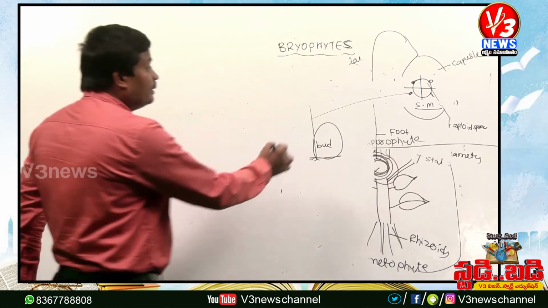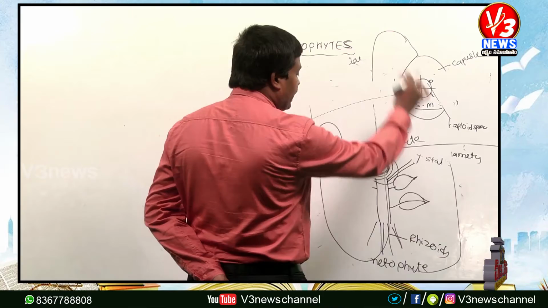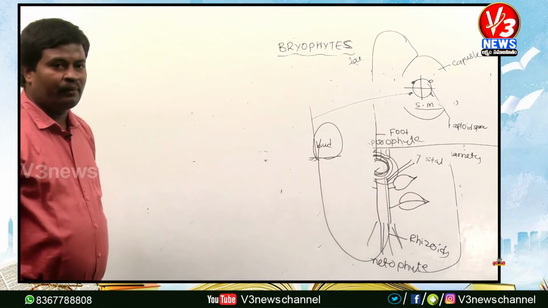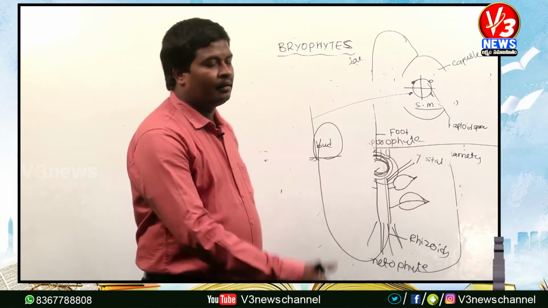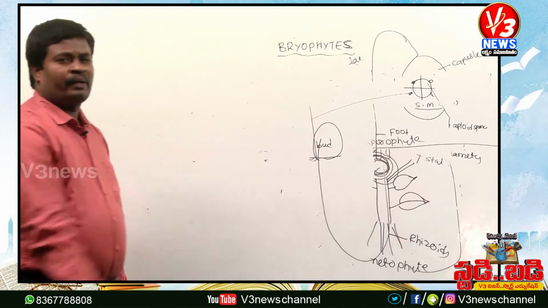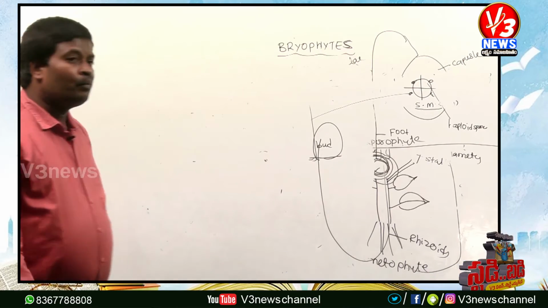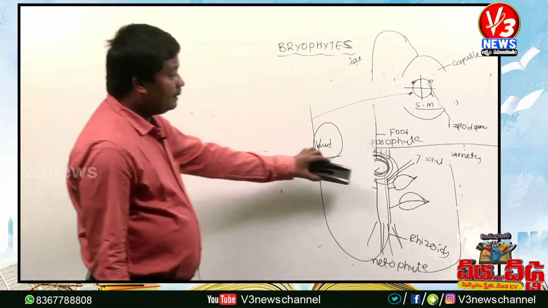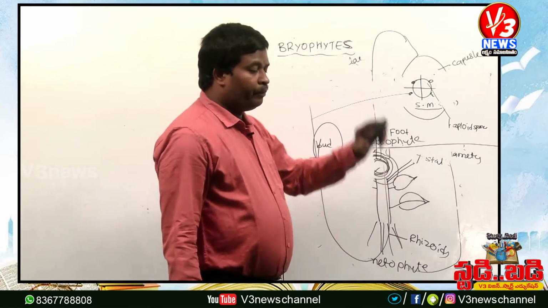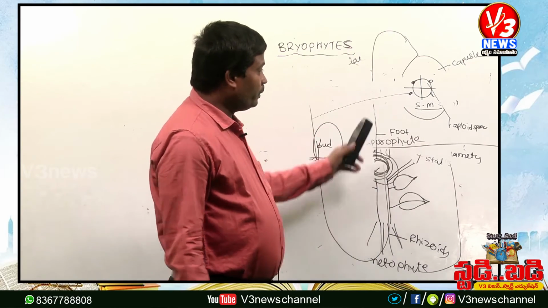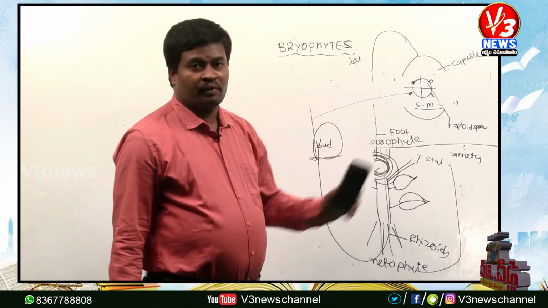Then later this bud develops into a new gametophyte. What does a new gametophyte mean? It again differentiates into rhizoid, caulloid, phylloid, again antheridium and archegonium, and then the sporophyte. But here is one more important point. Here this is the gametophyte, this is the sporophyte. One more very important point to remember: the sporophyte is partial.